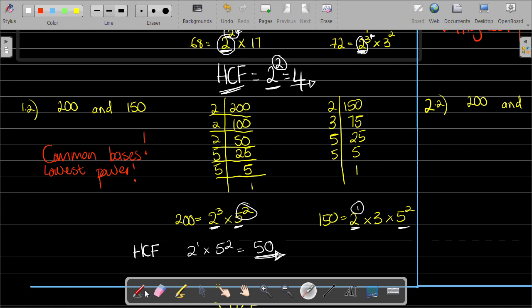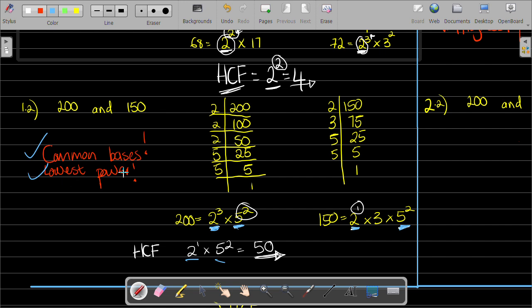So let's have a look. What are our common bases in this case over here? So we have a 2, a 5, a 2, 3, and a 5. So what's common? The 2 is common, so we're going to choose that. So we write down 2. Then the 5 is common, so we are going to write down 5. And then we're done with that.